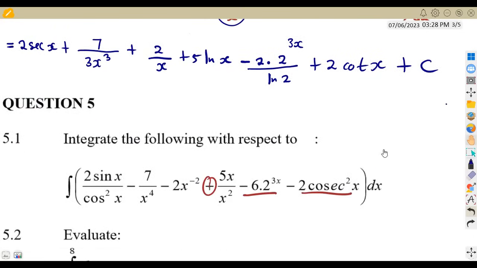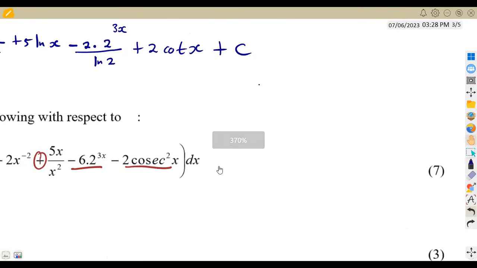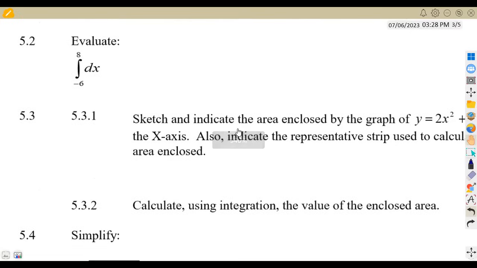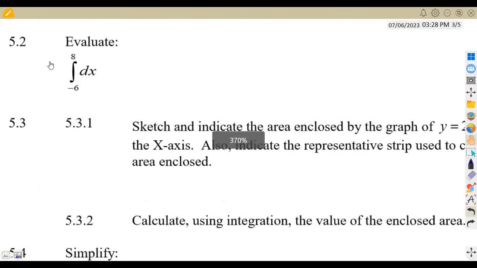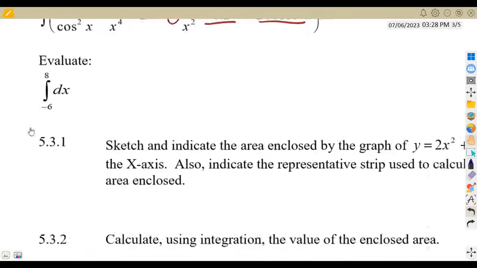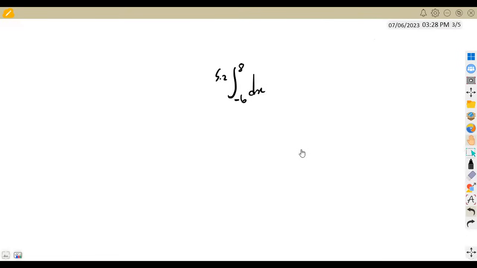That was our first part, having 7 marks to integrate each and every part there. Let us move on to the other part, which is to integrate like this one, 5.2. Integrate this, evaluate this, like I was saying, that is 3 marks. So these are some of the typical questions. Here we are just given limits in this case. That is the integral of dx with limits 8 and minus 6 like that. How are you supposed to integrate this part?